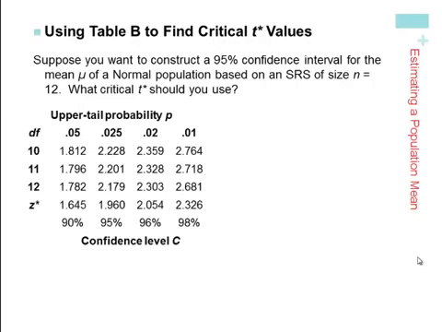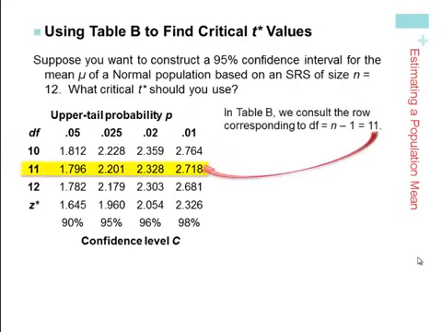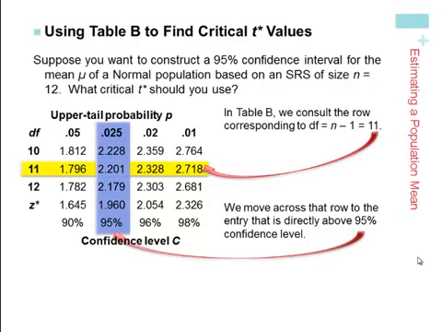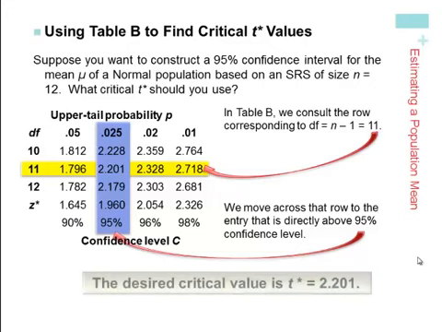Here's a portion of Table B that's in the back of the book. With 12 being the number in my sample, my degrees of freedom would be 11. I can go to the bottom of the table and find 95% confidence. The intersection of this column and row then, 2.201, will become my desired critical t star value.